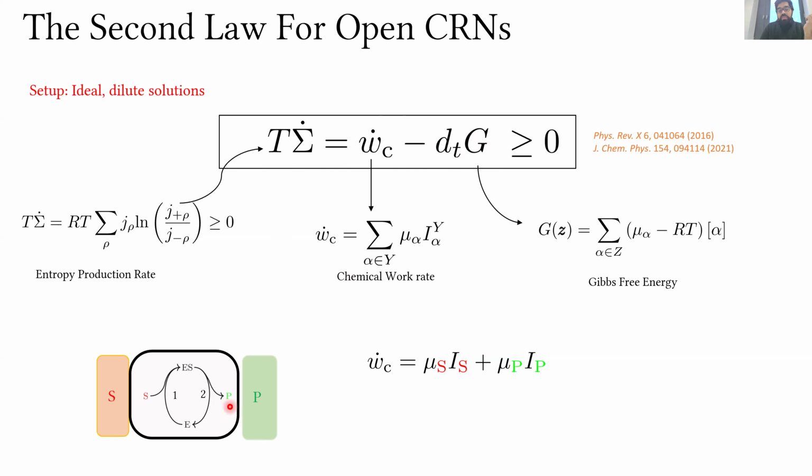And just for an example, in the Michaelis-Menten here, the rate at which the free energy comes in would be mu S times I_S, which was because of this, and mu P times I_P.